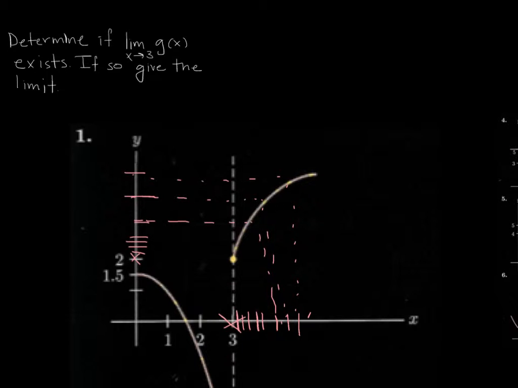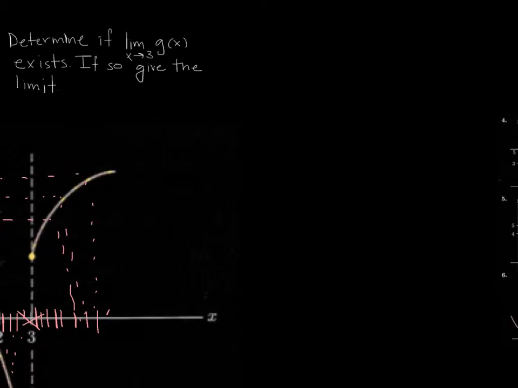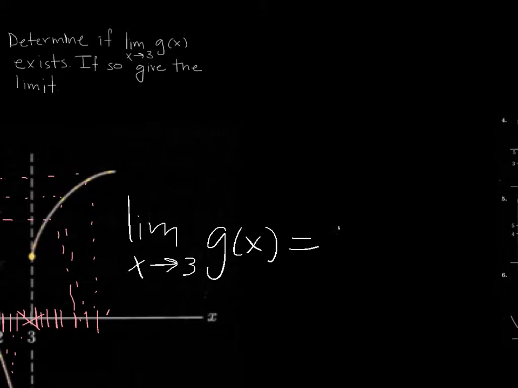But if we approach 3 from the left-hand side, and we start evaluating these, we get that the function seems to be outputting larger and larger negative numbers. So the limit from the left-hand side does not exist, therefore the limit does not exist. And we can go ahead and write the limit as x approaches 3 of g of x does not exist. Alright, let's go ahead and look at number 2.